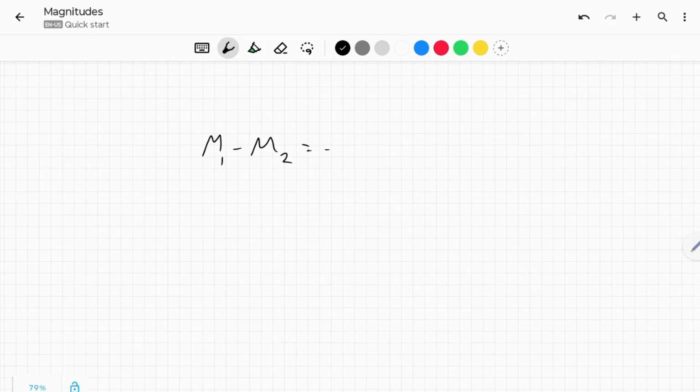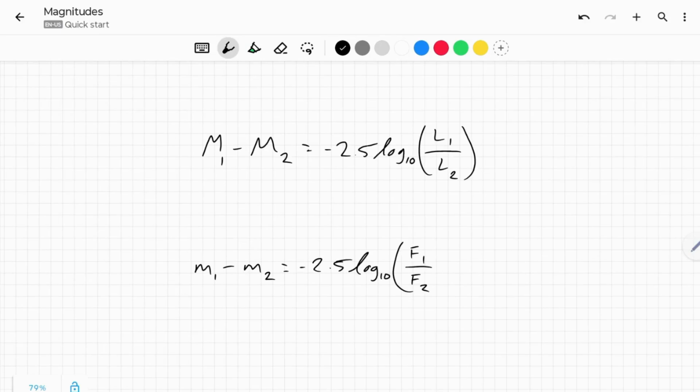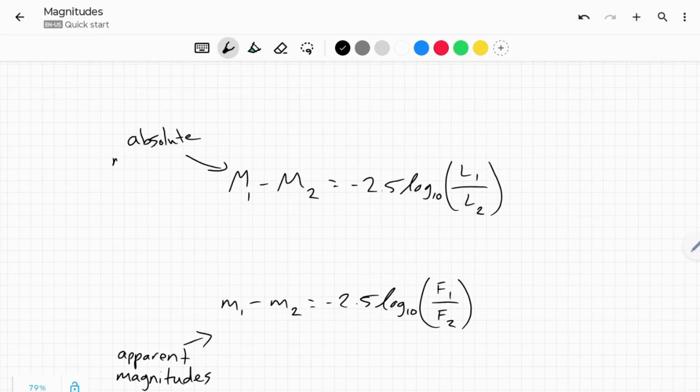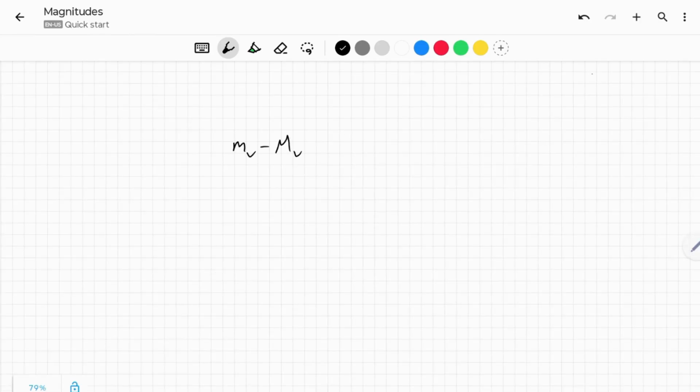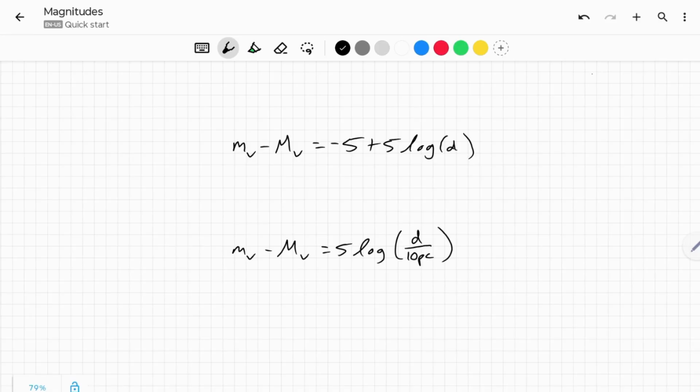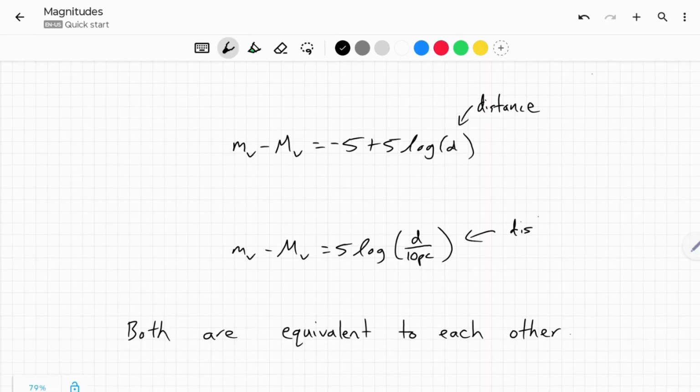With knowing the magnitudes of celestial objects, we can find ratios of their luminosities and fluxes using these following equations. We can also measure the distance to celestial objects using the distance modulus. The distance modulus uses the difference of apparent and absolute magnitudes of celestial objects to calculate the distance to that object from Earth. This is shown by the following equations.